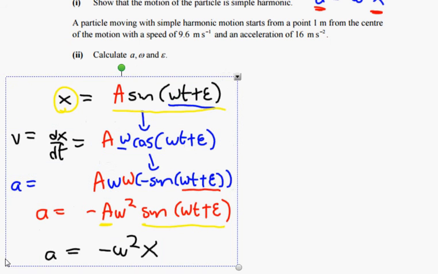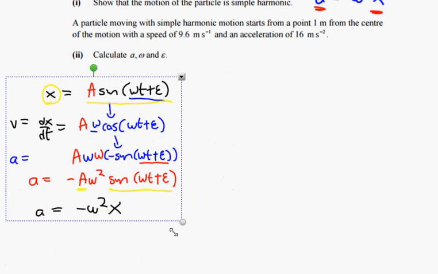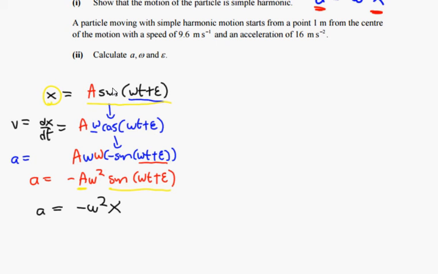If you look at the original formula, top line, x equals A sine omega t plus e. What I'm basically doing is highlighting the parts I need. I'm going to use the A, and I'm going to use the sine omega t. That's what I replace x with. And the minus omega squared is still there.